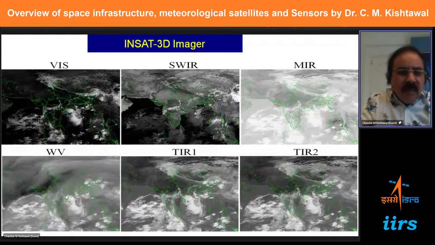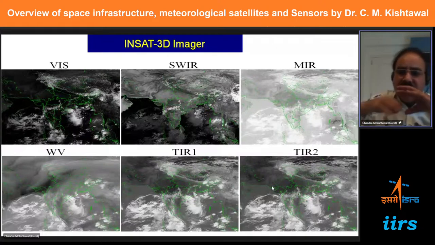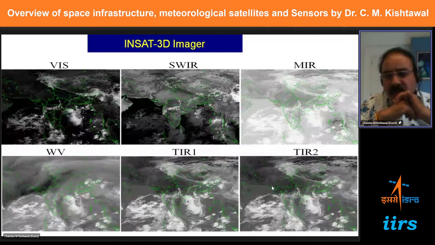This is the water vapor channel. This provides us the winds at upper level, at 6-7 kilometer height. These two channels are used to determine sea surface temperature because they are highly sensitive to the temperature of the surface. So these two channels are used not only for cloud top temperature, they can be used for the land surface temperature and the sea surface temperature, and they are highly sensitive.